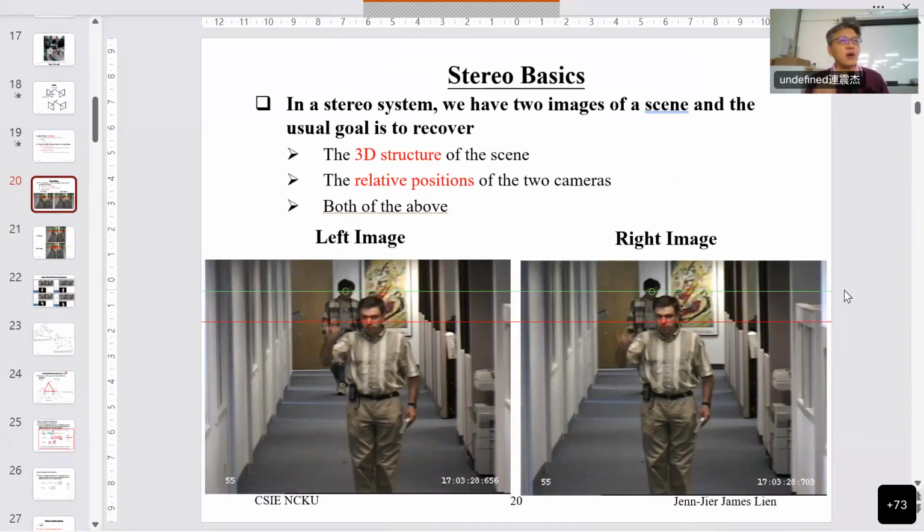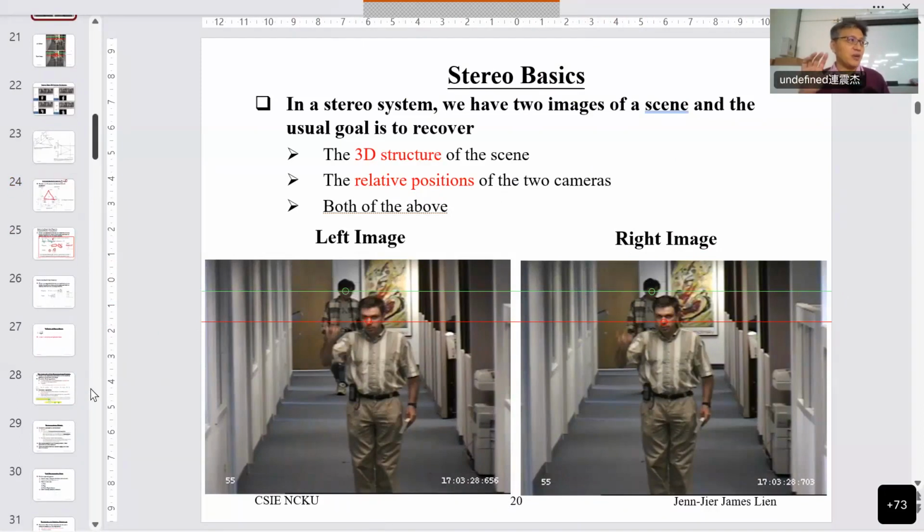Okay, so first of all, you use OpenCV to find the corresponding epipolar line, the corresponding line. And then you still need to do the search. So you still need to do the search. Okay, that's in practical things.